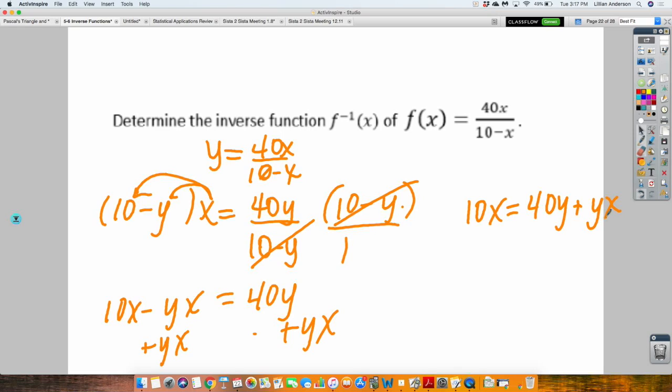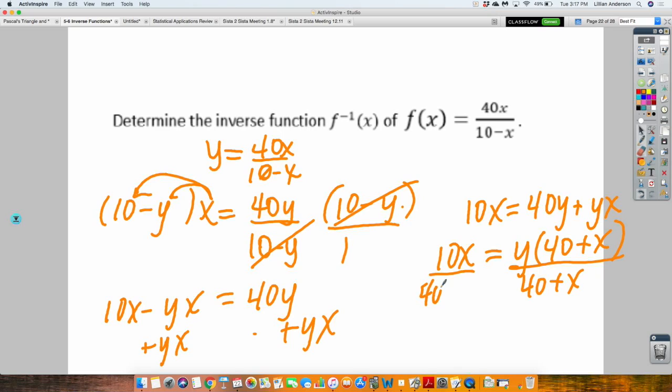Okay. I'm trying to solve for y. I have two y's right now. Originally, my y's were on different sides. But by adding over a yx, I now have them both on the same side. And now to get to a point where I just have one y, I need to factor out a y. When I take out a y, what am I left with here? So y times 40 plus x, and now to solve for y, I can divide both sides by 40 plus x.